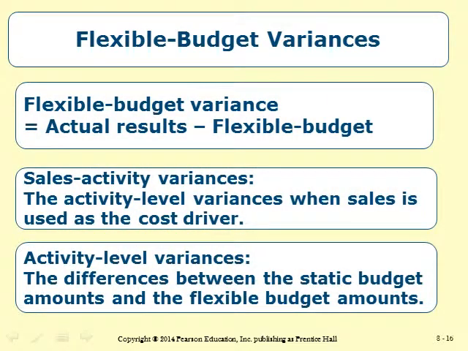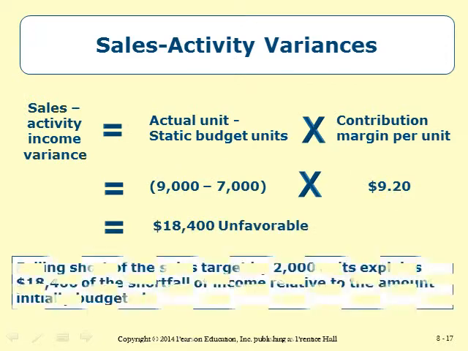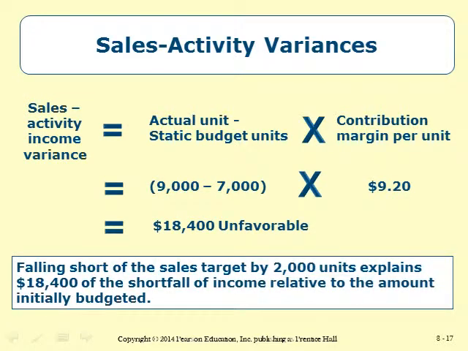So just as we can divide income into its components minus cost, we can divide the flexible budget income variance into revenue and cost variances. Total flexible budgeted variance is equal to the total actual results minus the total flexible budget planned results.